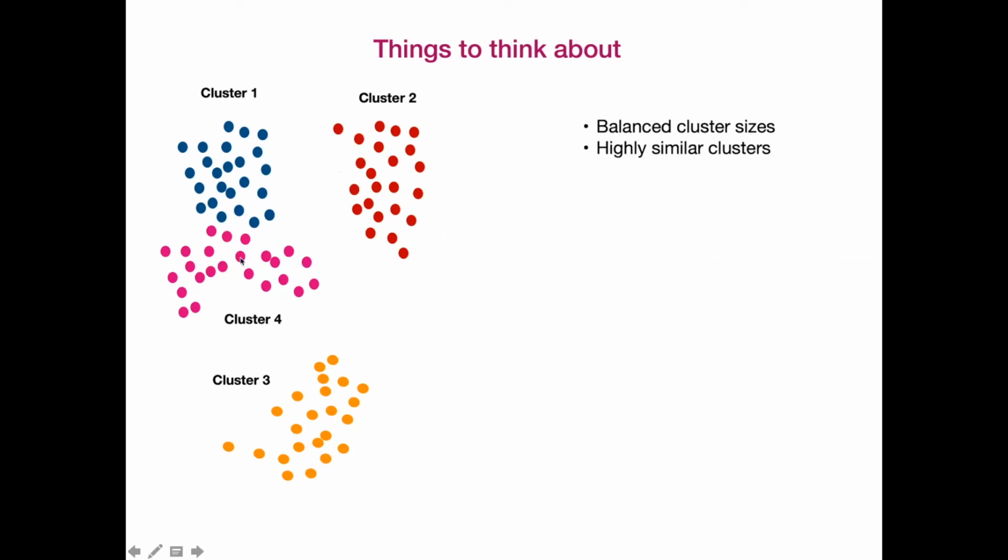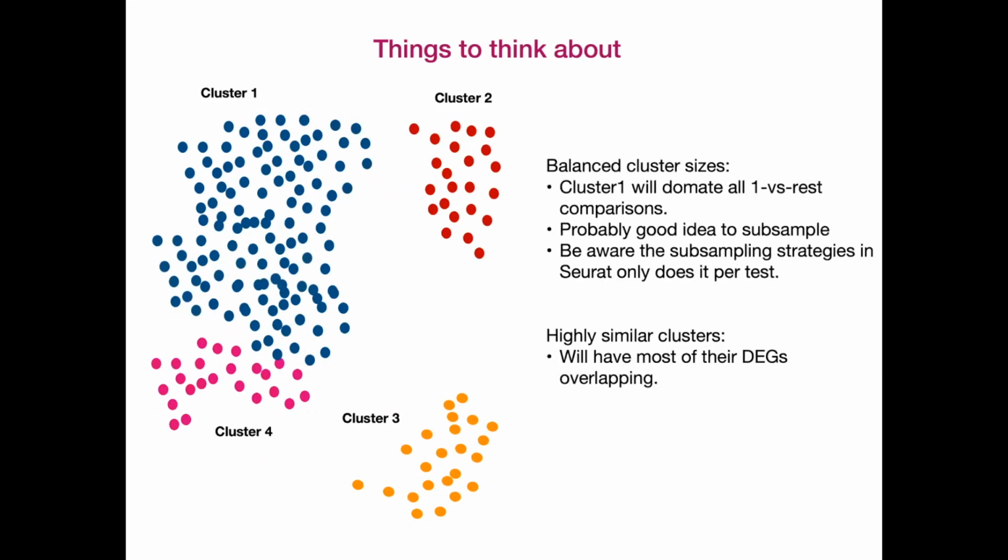So quite often it's a combination. I start with the 1 versus all, and then start digging into different populations and do a lot of additional differential expression tests between individual clusters and so on.